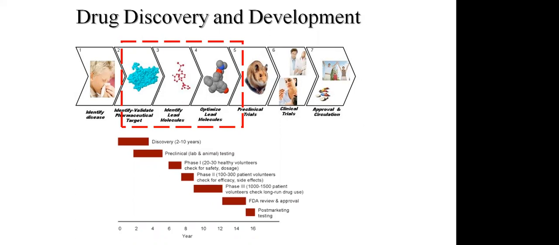How we are validating and identifying a disease target, how we are identifying the lead molecules for that pharmaceutical target, and how it has been optimized, such that we can propose that the compound can be used to inhibit or activate that pharmaceutical target. Okay, let's see.